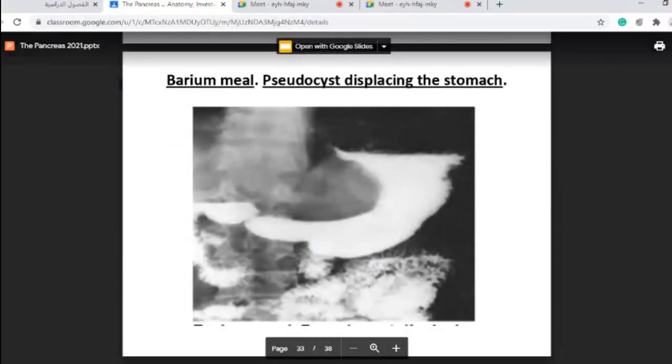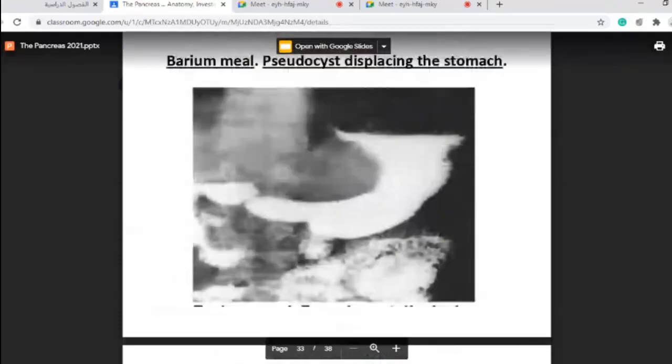It is pseudo. Pseudo means not a true cyst. The true cysts contain endothelial cells, but this pseudocyst has no endothelial cells. It is just a collection of inflammatory fluid. And because the pancreas is behind the stomach, this is affecting the stomach. We use a barium meal, showing displacement of the stomach by a pancreatic pseudocyst.